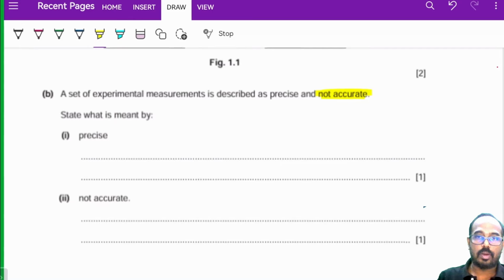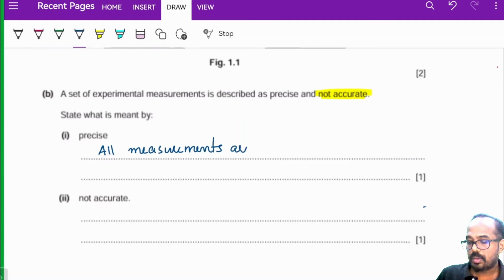So you know that we already studied this one. How can you phrase this answer? What is precise? Precise means all measurements are close to each other, then it is precise, right? So you can phrase it like all measurements are close to each other. That is the meaning of the readings are precise, right?